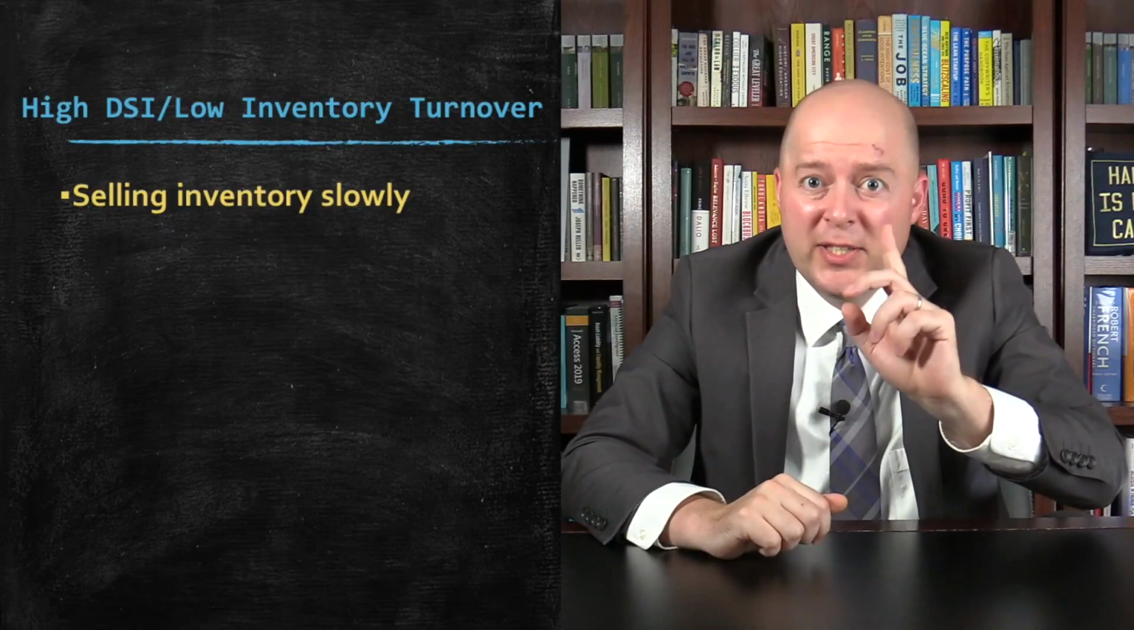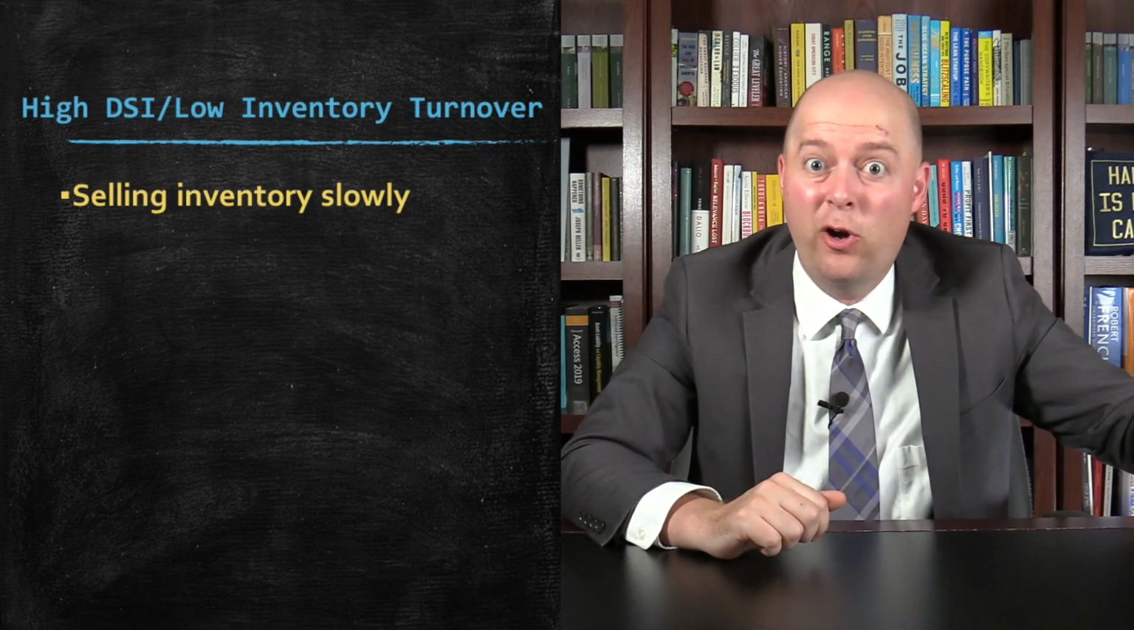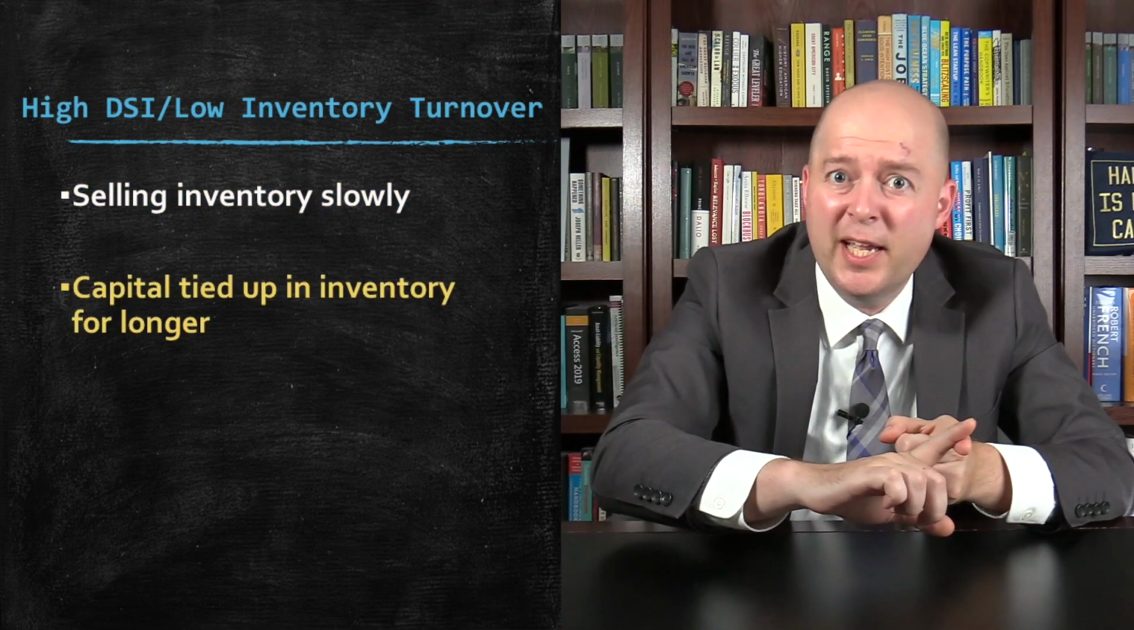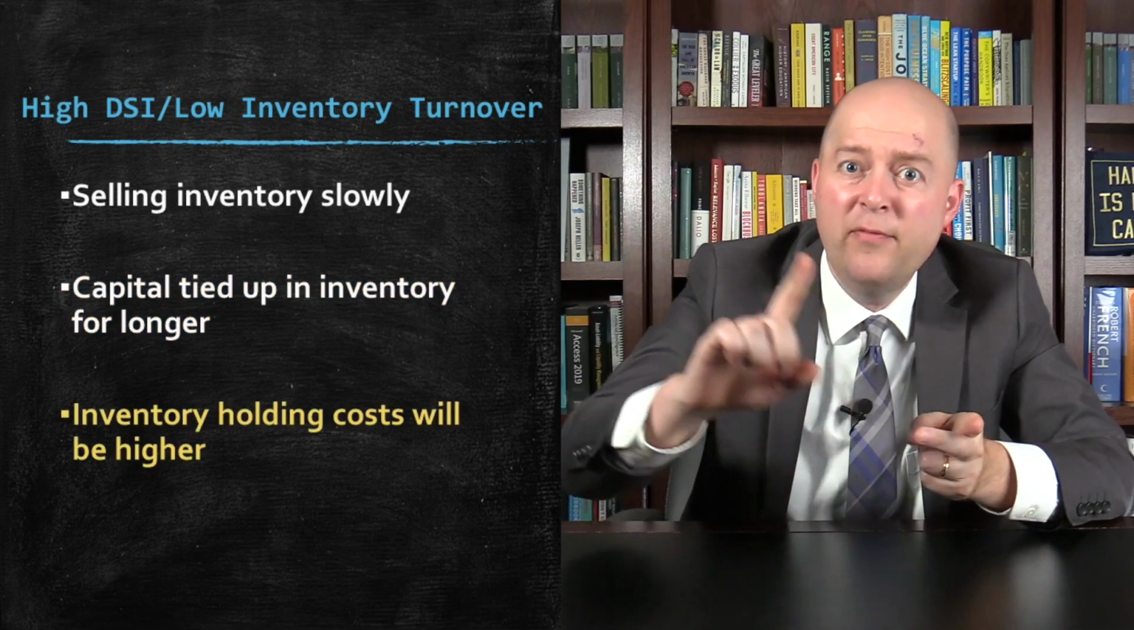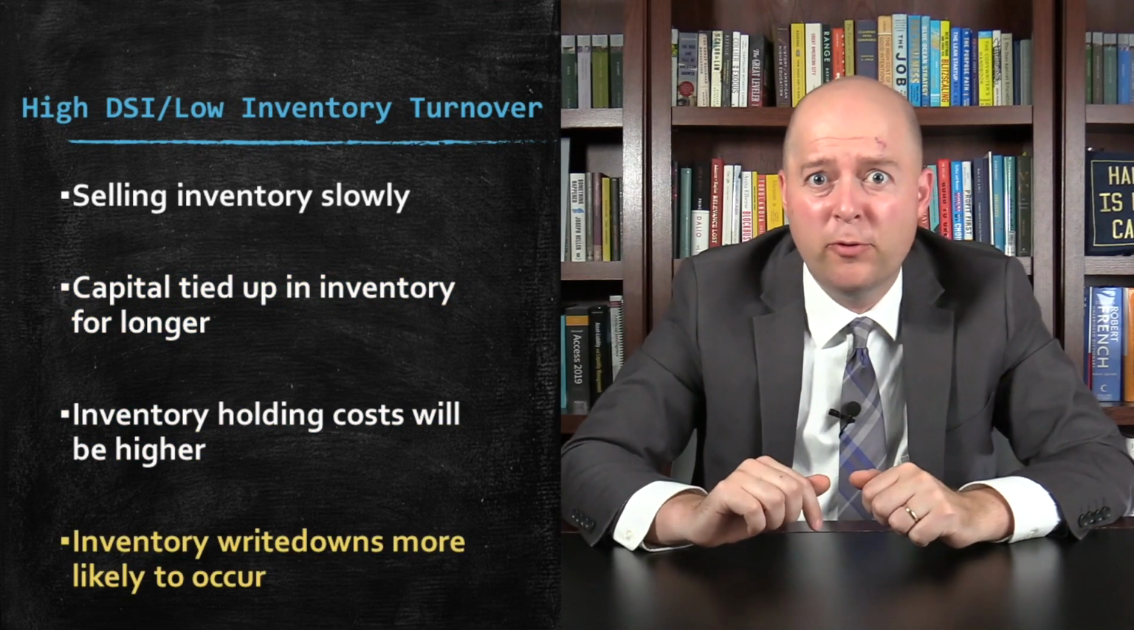A high DSI or low inventory turnover means the company is selling inventory slowly or that some inventory isn't selling at all. This means capital will be tied up in inventory for longer, inventory holding costs will be higher, and inventory write-downs will be more likely to occur.